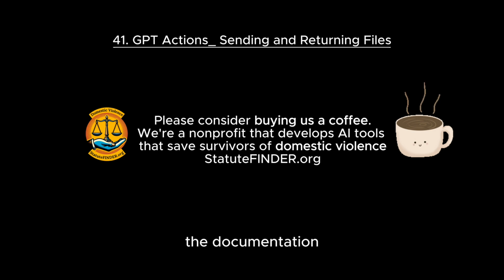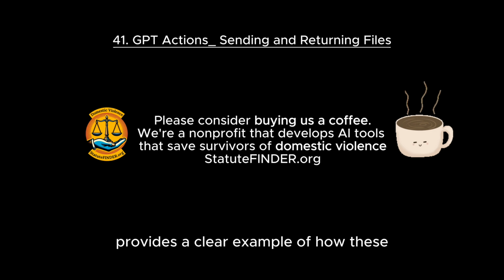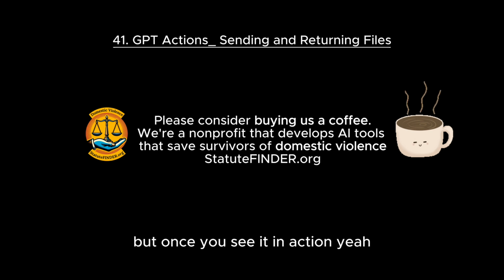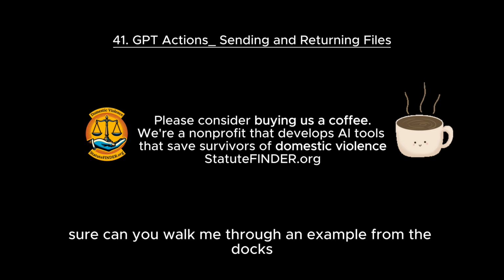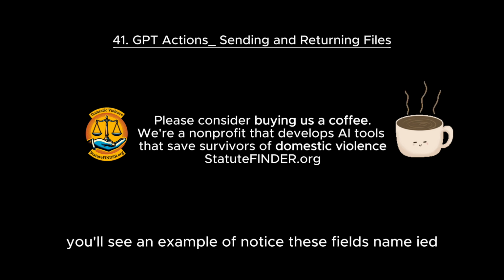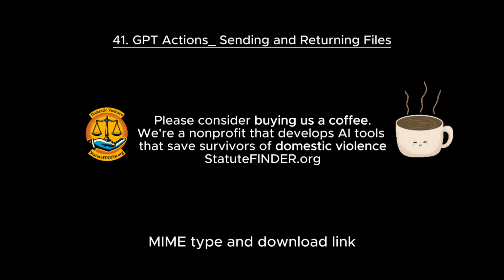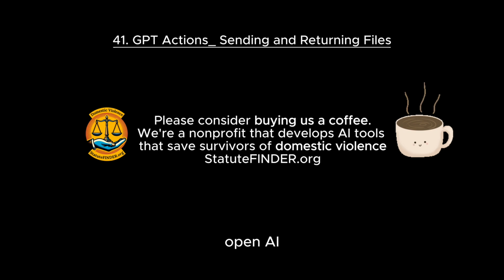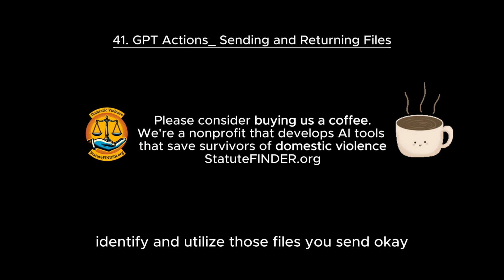Exactly. Okay, see. And the documentation provides a clear example of how these openaiFileIdRefs should look in a real request. Okay. It might look a little cryptic at first glance, but once you see it in action, it'll click. Okay, well, let's see it in action. Sure. Can you walk me through an example from the docs? Yeah, if you look at the sending and returning files PDF, you'll see an example and notice these fields: name, ID, MIME type, and download link. These are all crucial pieces of information that help OpenAI identify and utilize those files you send.